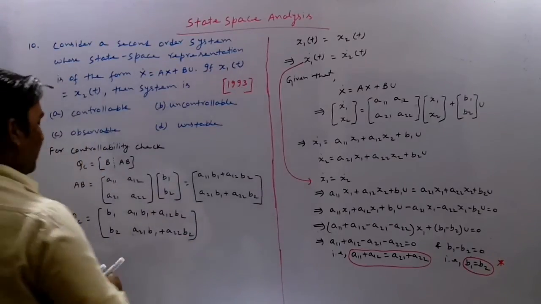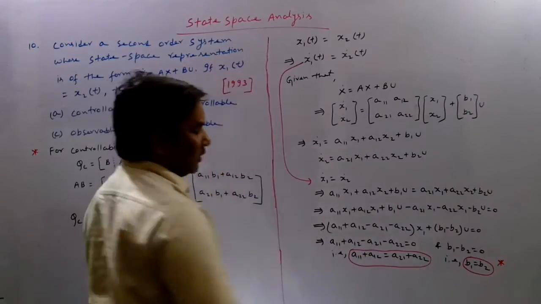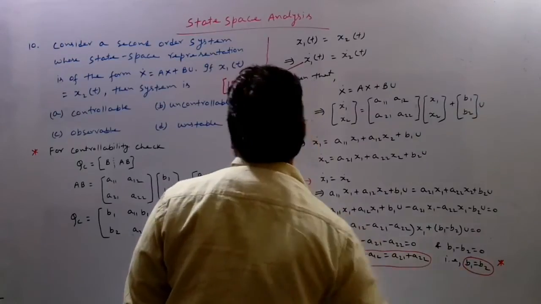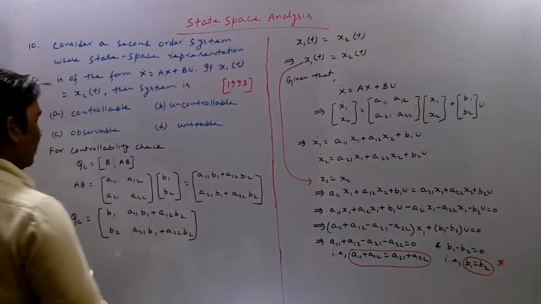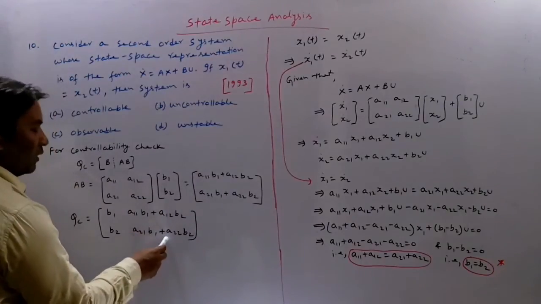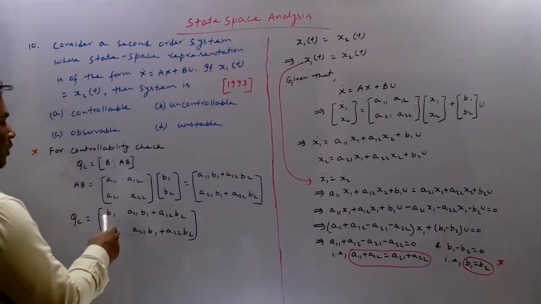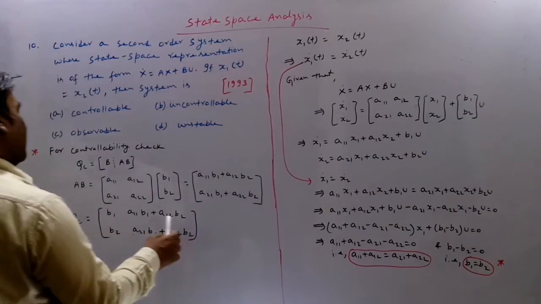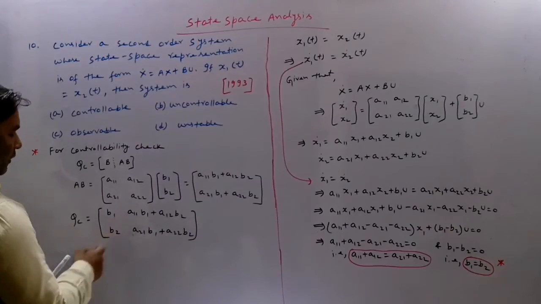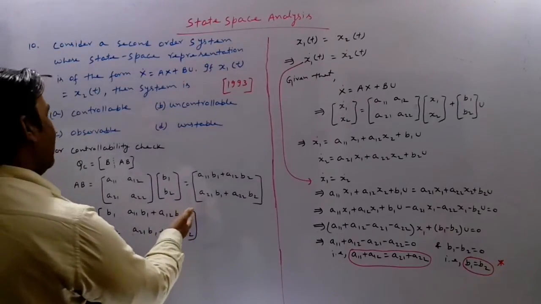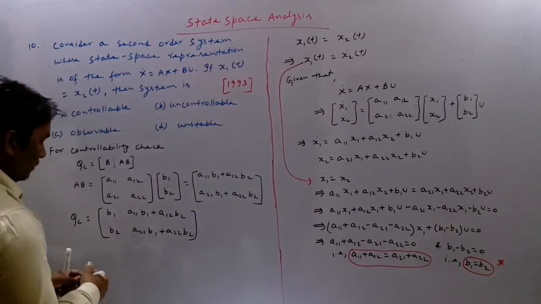Now if b1 and b2 are equal, since we have reached the conclusion that b1 is equal to b2, then these two elements become equal and these two elements become equal. So the first row is equivalent to the second row. If b1 equal to b2, then suppose we replace b2 by b1. So what will happen now?